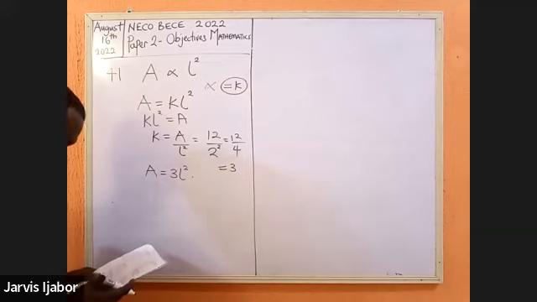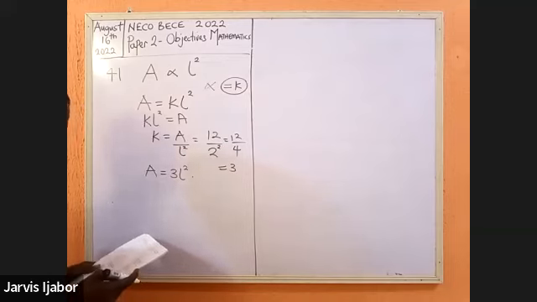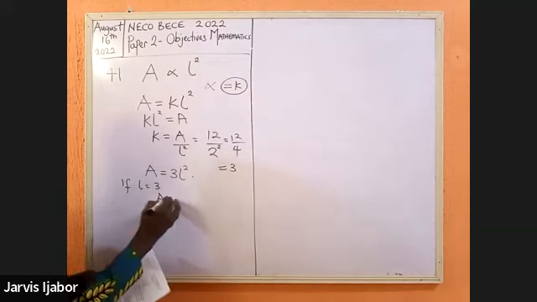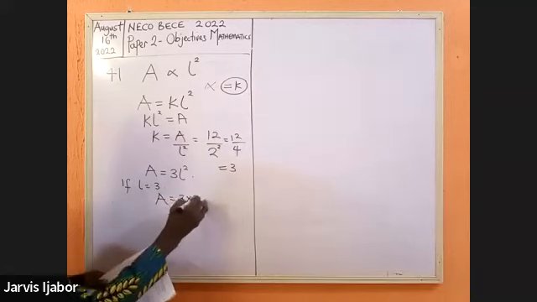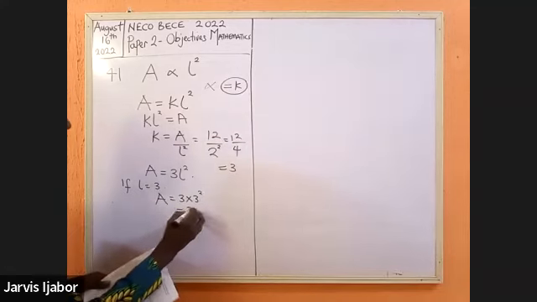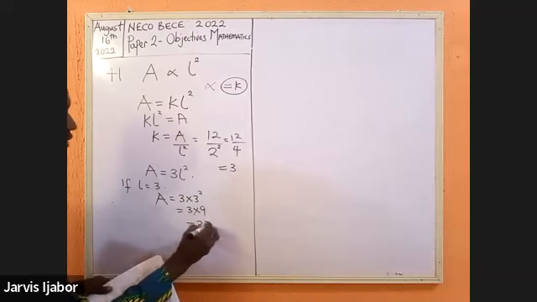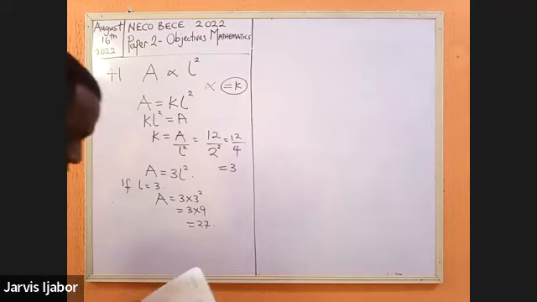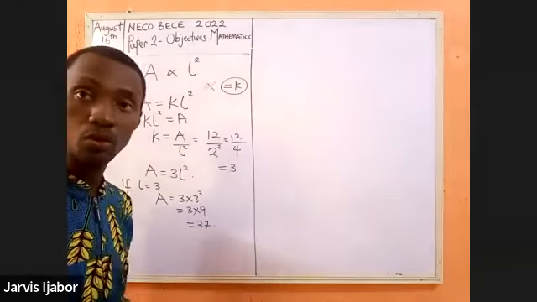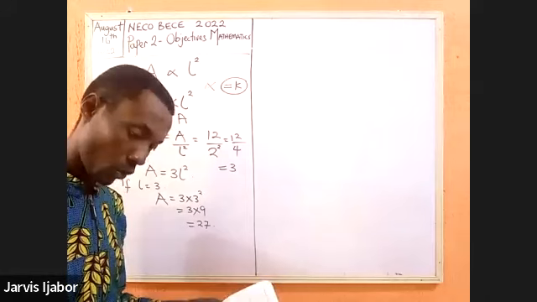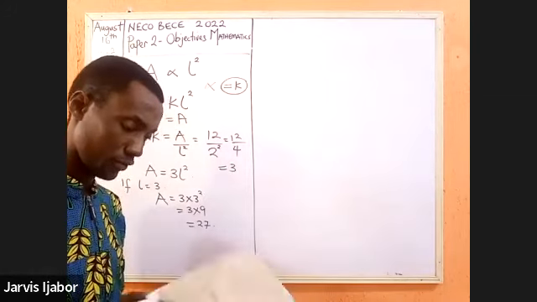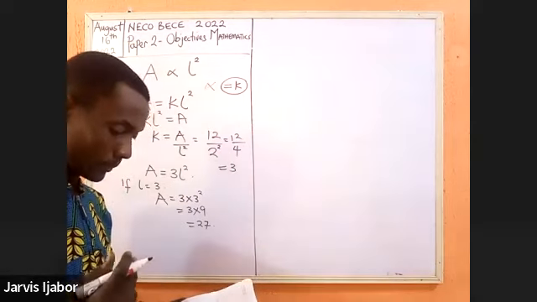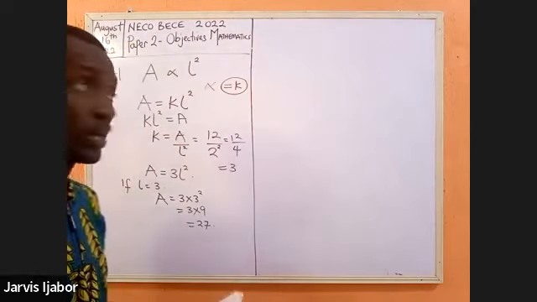Right. Now, find the area when the length is 3. If length is equal to 3, then A will be equal to what? 3 times 3 squared, which will give me 3 times 9, and that will be 27. So 27 becomes the correct answer. And if you check very well, I think this would be like the third or the fourth question we've solved under variation. It's like the third question we solved under variation.